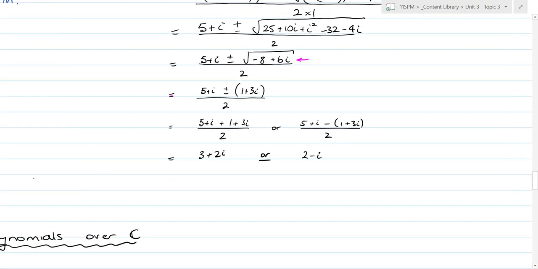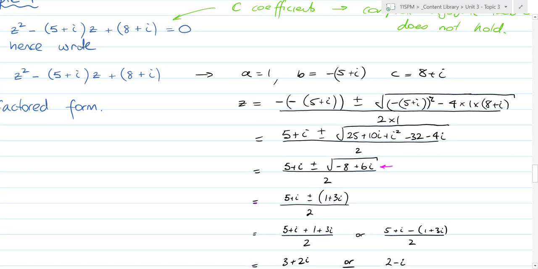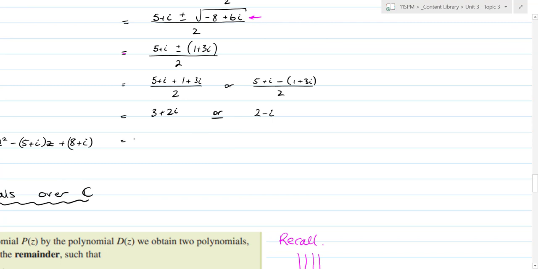So therefore, I'd say that z squared minus (5 plus i) z plus (8 plus i), they were the right numbers, weren't they? Yep. Is equal to (z minus (3 plus 2i)) times (z minus (2 minus i)). And you see the complex conjugate theorem doesn't hold in this case because I had complex coefficients. So I've got to be careful with that.